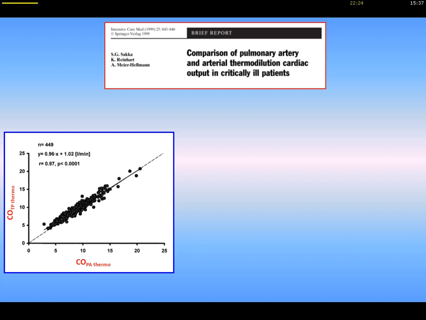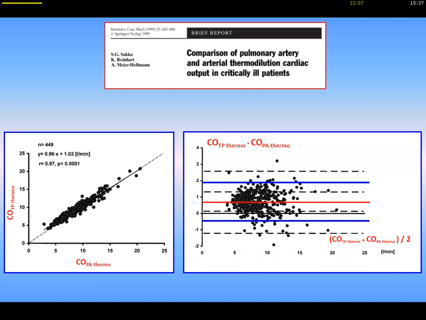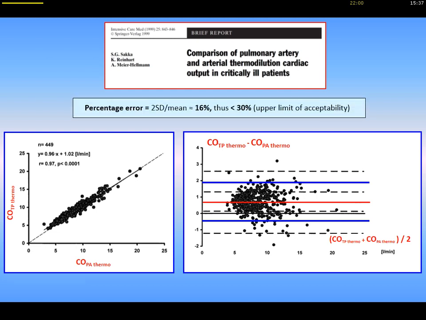and this is one of the first studies doing this, by Sakka and co-workers, and they found a good correlation between cardiac output measured by the Swan-Ganz catheter and cardiac output measured by the Pico here. And also they found a good agreement between these two measurements using the Bland-Altman analysis, and they found that the percentage error, this morning Thomas Scharon spoke a lot about the percentage errors, and in this case it was good, it was 16%.